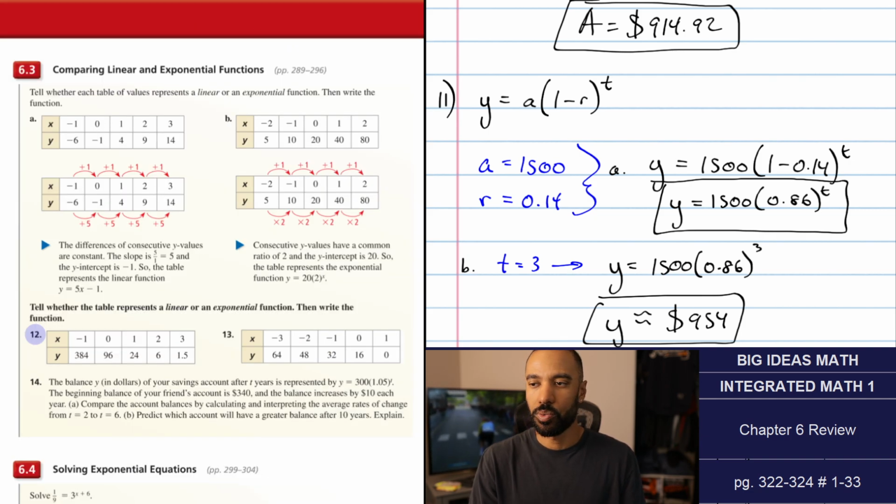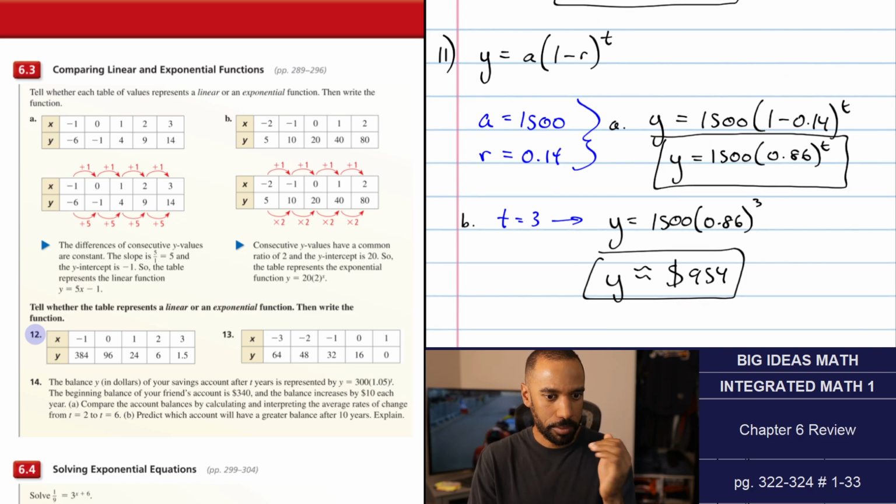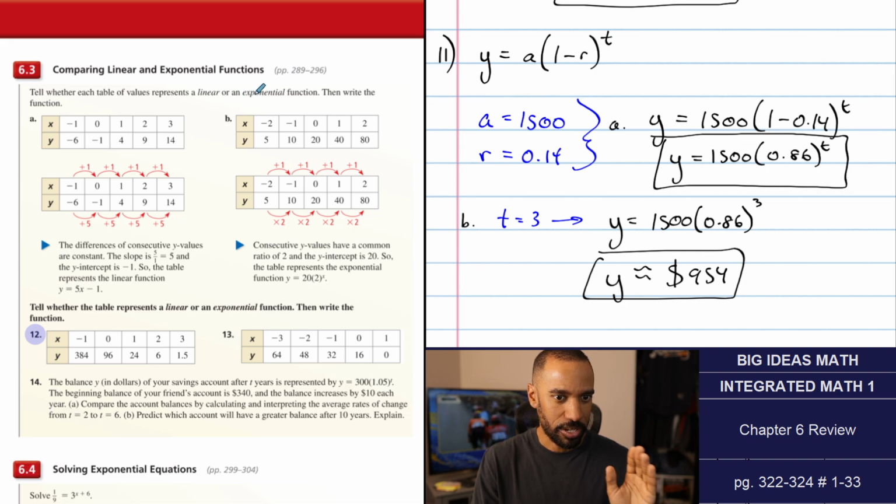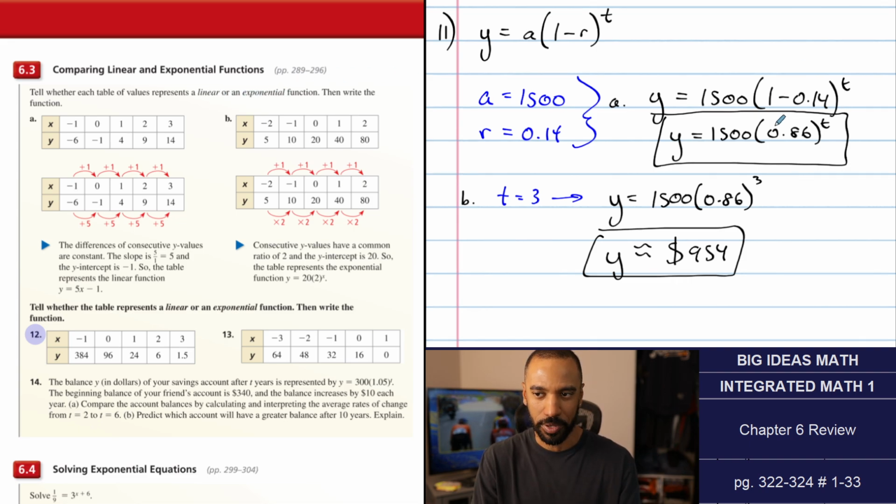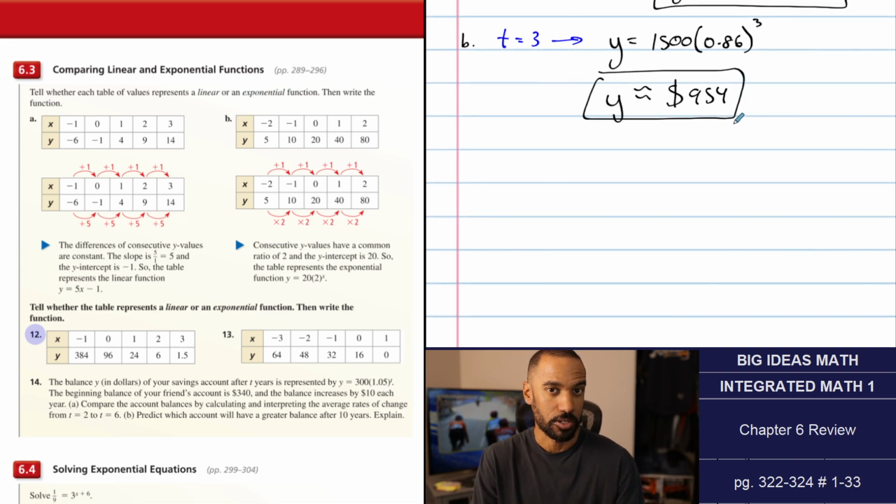Let's move to section 6.3. We compared linear and exponential functions. Maybe this is where... Not quite. I was going to say if this example said linear, exponential, or neither, maybe we can check some out. But hey, some won't be exponential. Some will be linear. So let's take a look at the example they have before we do these 3 problems.